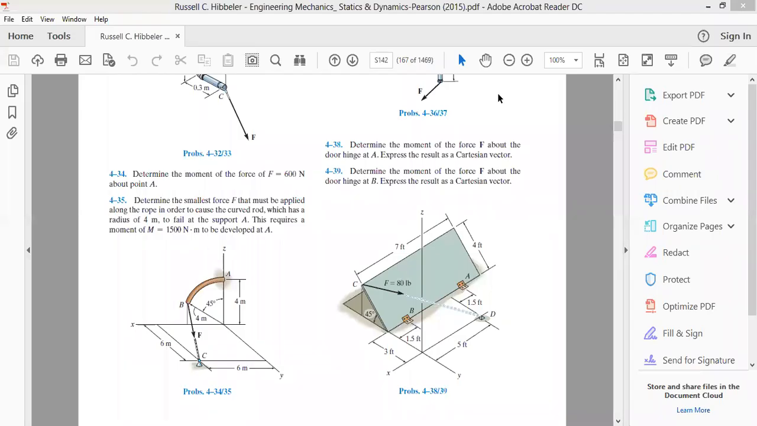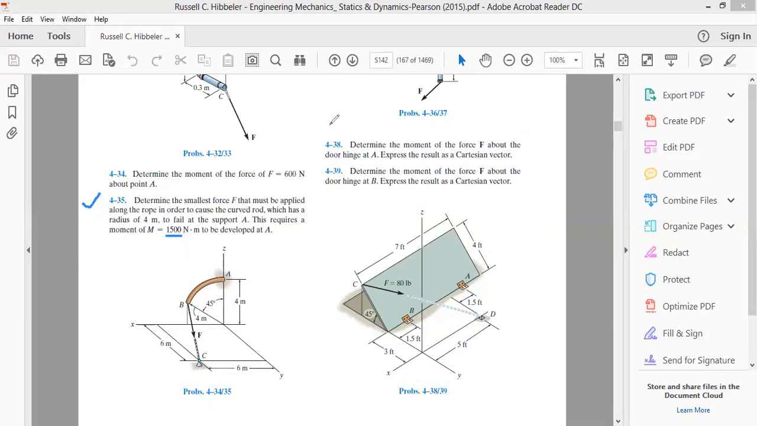In order to solve this question number 435, a force F has been applied on the curved rope AB. This is rope AB, this is curved. We're applying force F and we have to determine the smallest value of F we can apply on this rope AB so that the rope fails at point A, and the maximum moment this rope can withstand at point A is 1500 Newton.